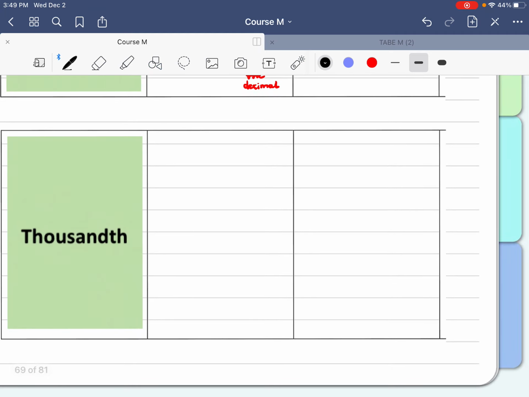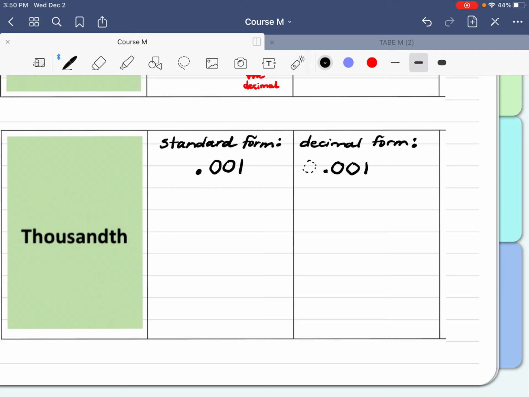Thousandth. Thousandth in standard form is decimal, tenths, hundredths, thousandths. If you want to use the proper decimal form, which I personally like, I need that leader 0. There's tenths, hundredths, thousandths, and then you can use the leader out front to hold that place. That's the way I learned it.